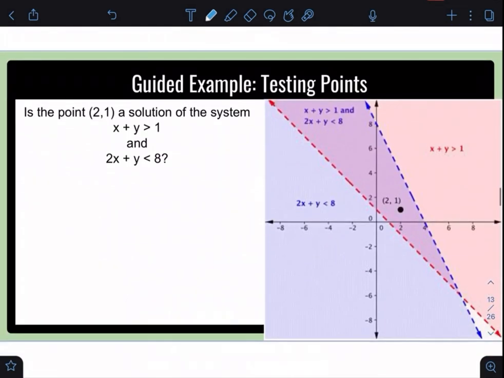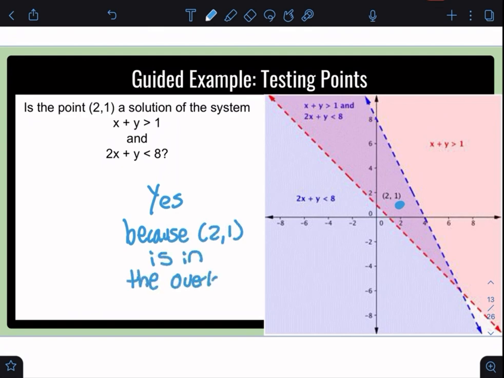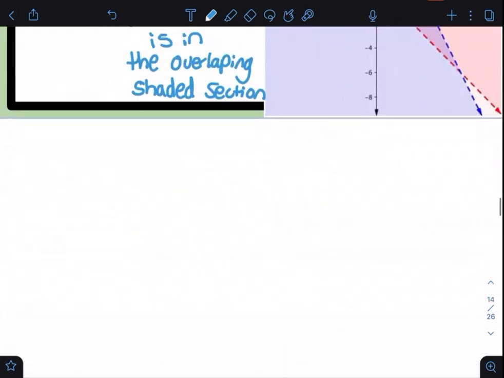Alright, let's practice this. Is the point (2, 1) a solution of the system? Well, if I go to (2, 1), the point would be right here. I would say yes, because (2, 1) is in the overlapping shaded section. But if it was on the dotted line, we would have to say no. We do not accept points that are on the dotted line, only points that are on the solid line.